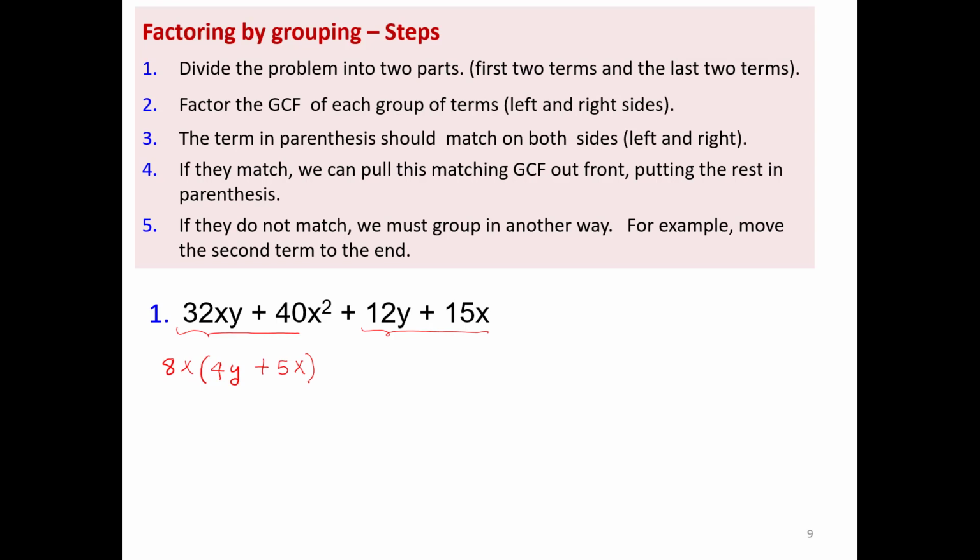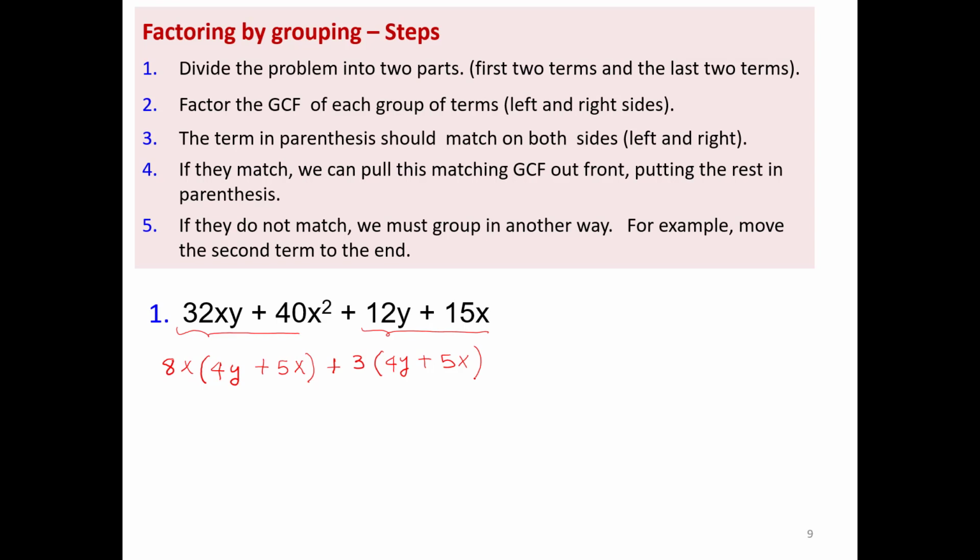Now focus on the last two terms. The greatest common factor will be 3. There are no common variables, so just 3. 12 divided by 3 is 4y, plus 15 divided by 3 is 5x.